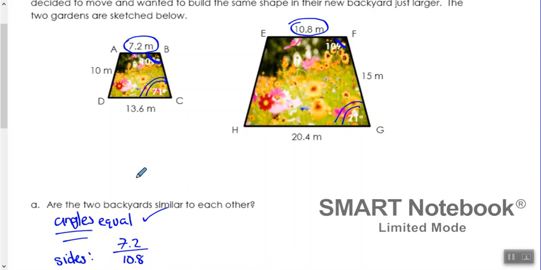And it doesn't matter which one you put top and bottom. I usually put my one on the left on the top, the one on the right on the bottom, just because that's how you would normally set up a fraction. But it really doesn't matter. So 7.2 divided by 10.8. If you put that into your calculator, you get 0.6, basically 0.6 repeating, okay? So we'll just say 0.6 repeating itself.